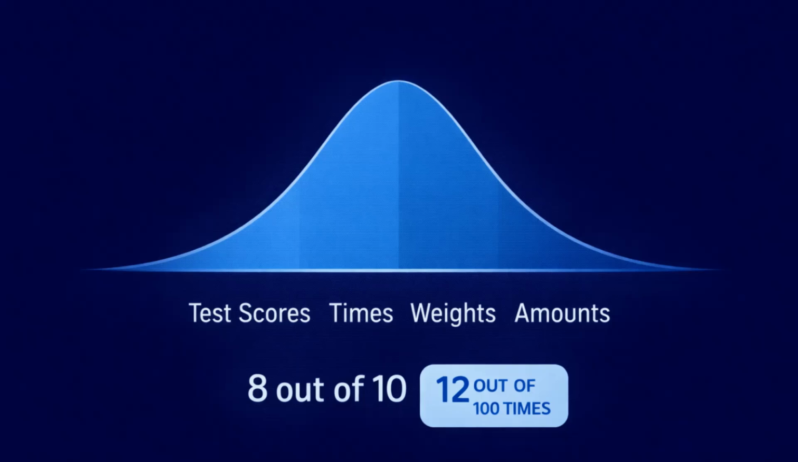Normal distributions appear when values cluster around an average, with fewer observations farther from the center. Examples include test scores, times, weights, and amounts.